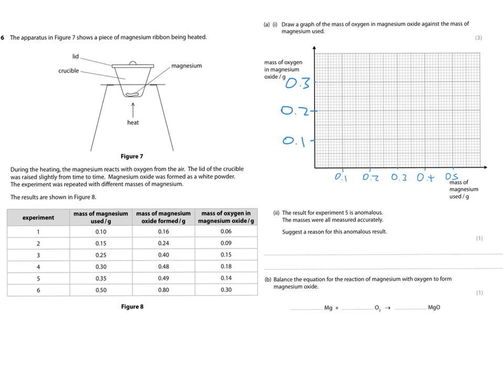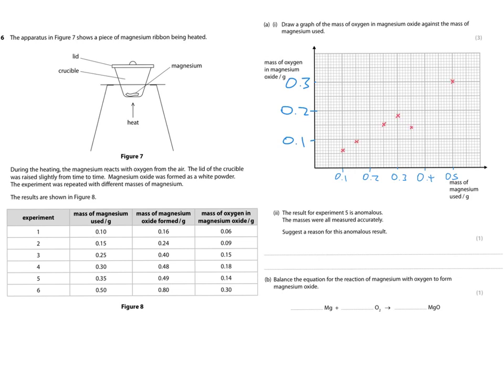Just be aware when plotting the data onto the graph, the examiner will know if you've rushed it and made mistakes, and you will lose a mark here. You do have to plot it exactly accurate. Don't think, oh, they won't check. They will check each point, and it has to be very, very accurate for you to gain the mark. It's a very easy mark, so don't throw it away.